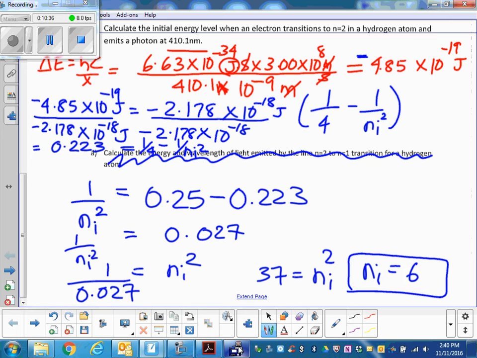You will get tested on this problem type. You will be given a wavelength and you will be asked to determine the energy level from which it's making the transition. Do you understand this problem type? Okay. I'm going to stop my video and show you some demos now.